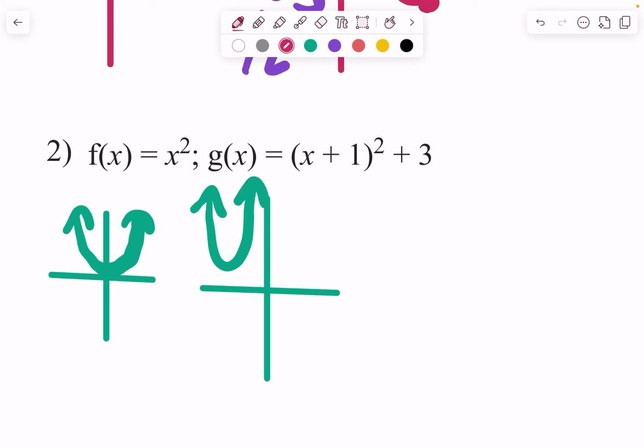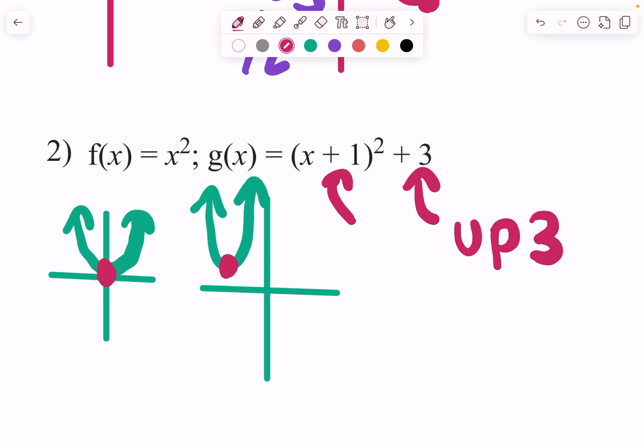And what is that? Well, compare your vertexes. I see that we went up. And that is true because the number to the right of the parentheses tells you up or down. Because it's positive, that means we went up 3. Then the numbers inside the parentheses tell you left or right, and it's the opposite of what you think. So, since it's a positive, it actually means we go to the left one.